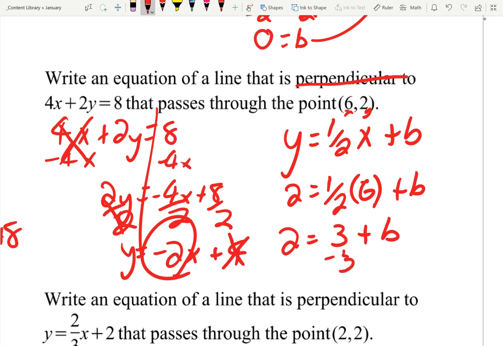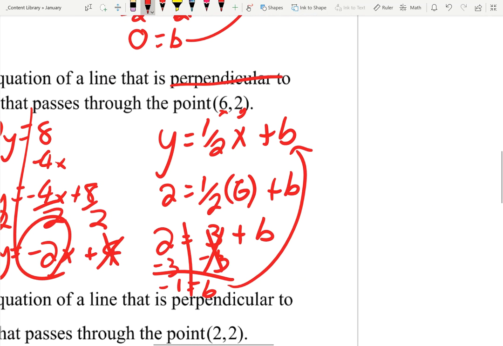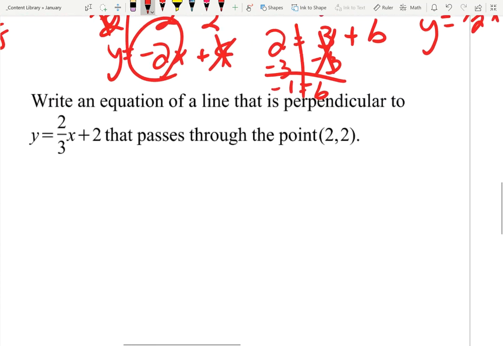And then subtract 3 on both sides. This ends up to be negative 1 equal to b. So I could plug that in and have my final answer. My final answer would be y equals 1/2 x minus 1. And then one more perpendicular line to go.